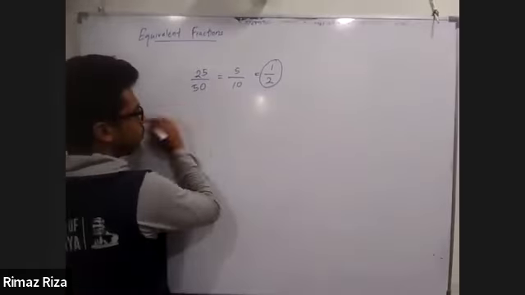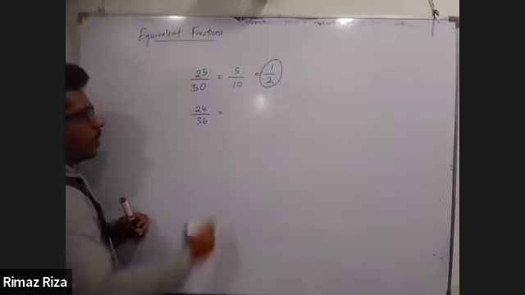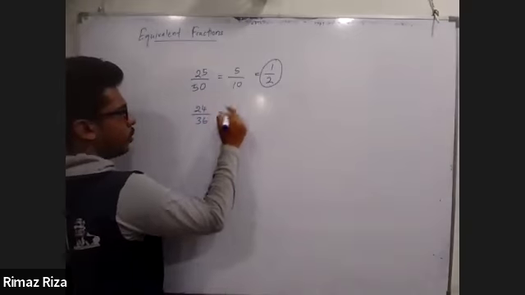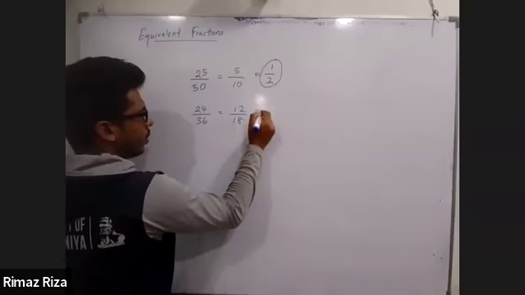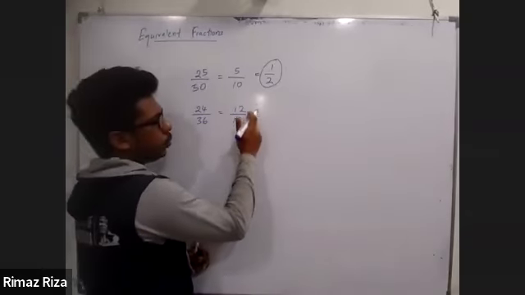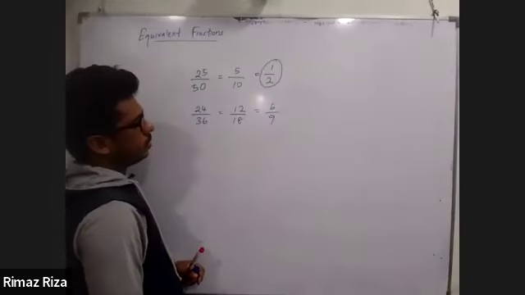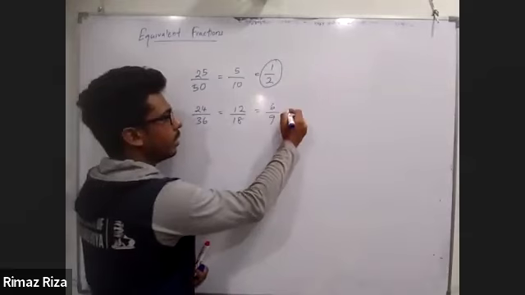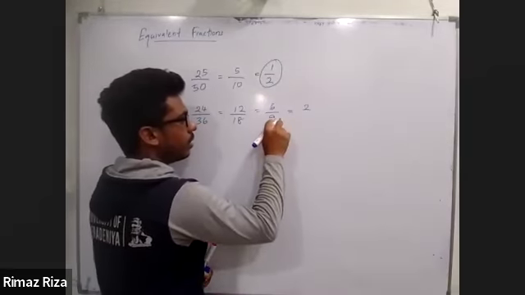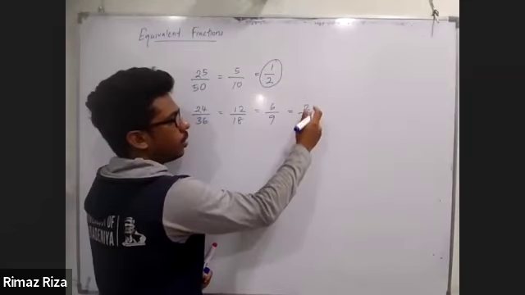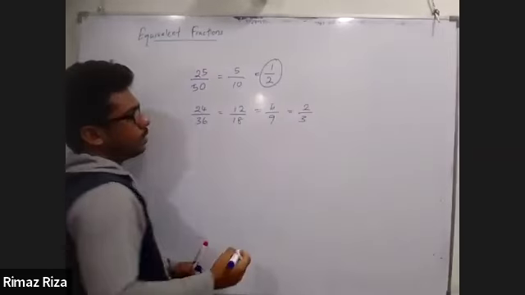Now another example, 24/36. I divide both by 2, so 12/18. Again I can divide both by 2, so 6 over 9. Again I can divide by 3. 6 divided by 3 is 2. 9 divided by 3 is 3. Now we can't further divide. So this is the simplest form. Okay.